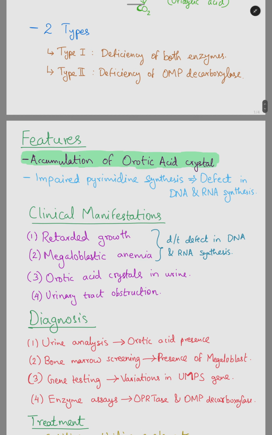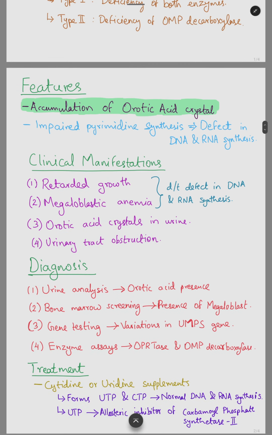So those are the features of orotic aciduria. Now coming to the clinical manifestations, that is the signs or symptoms seen in an individual with orotic aciduria. First one is retarded growth, then megaloblastic anemia, orotic acid crystals in urine, and urinary tract obstruction. The first and second, retarded growth and megaloblastic anemia, are correlated with the defect in DNA and RNA synthesis. So that causes retardation in growth.